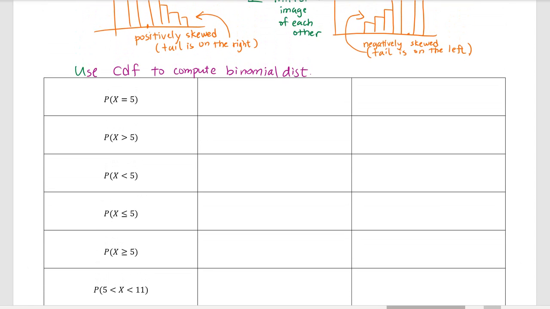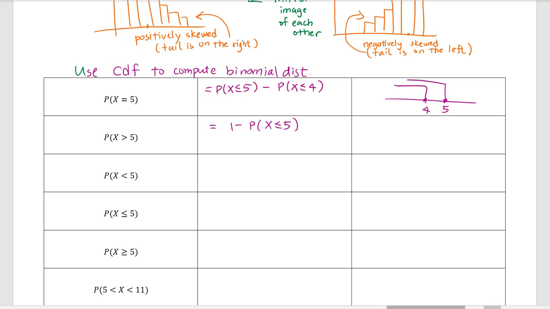Okay, x equals 5. Well, x equals 5, how do we get that? Well, that's x less than or equal to 5 minus x less than or equal to 4, right? And then next, P of x greater than 5. Well, when you see greater than, think about the complement. The complement is 1 minus, okay, the complement of greater than is less than or equal to 5. Then we're good because this is the CDF, okay?